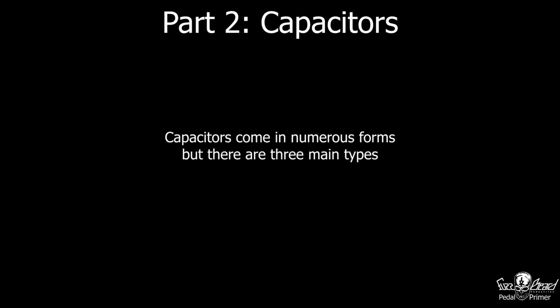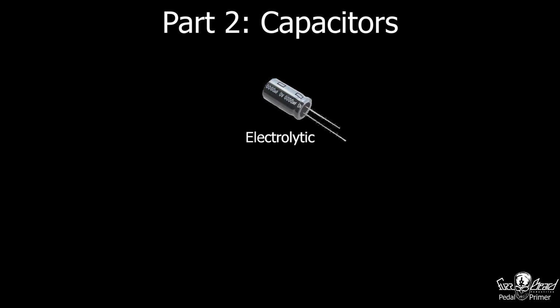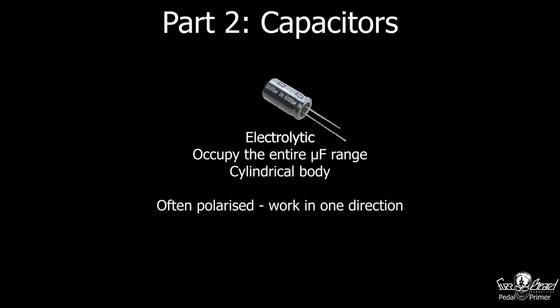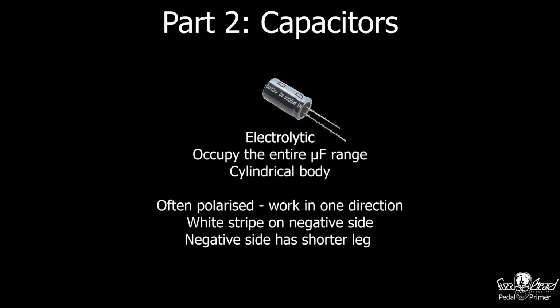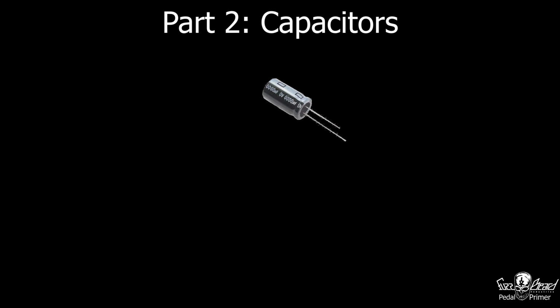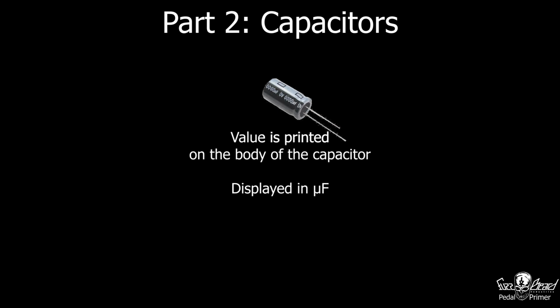Now these lads all come in various forms, most notably electrolytic. These occupy the entire microfarad range and are easily identifiable by their cylindrical bodies. They're often polarized, so current will only pass in one direction. The correct orientation is aided by a white stripe on the body of the capacitor pointing to the negative leg. Polarity is also indicated by a shorter leg on the negative side. Be sure to pay attention to this, as it has the potential to really mess up your day if you get them the wrong way round. Due to their comparatively large size, the capacitance is usually written in full on the side of the body, denoted by a number followed by the uF suffix.